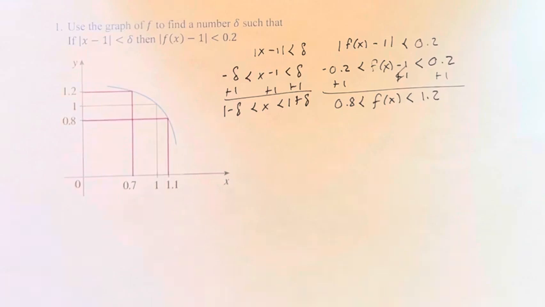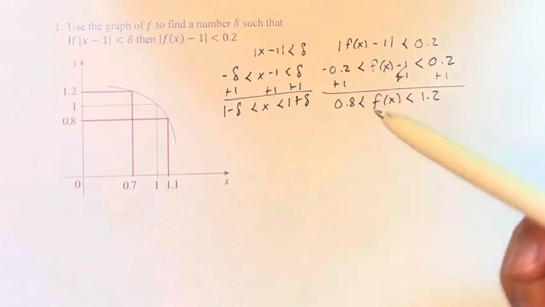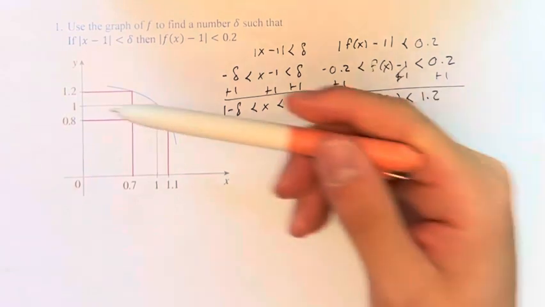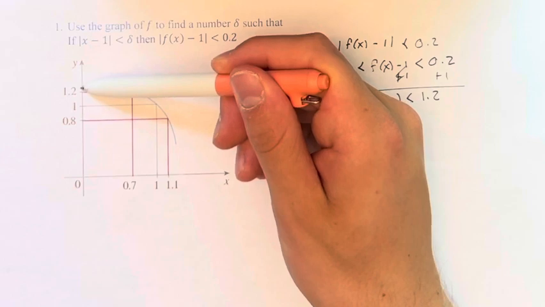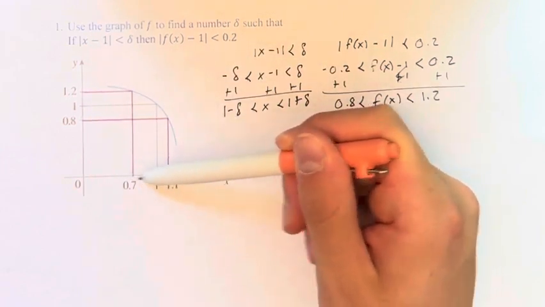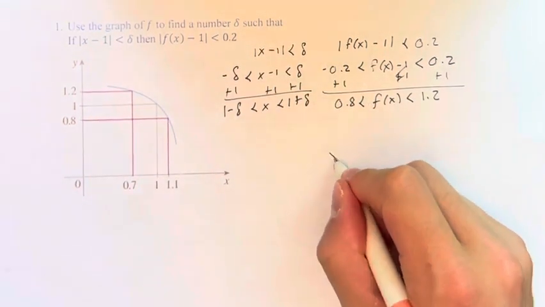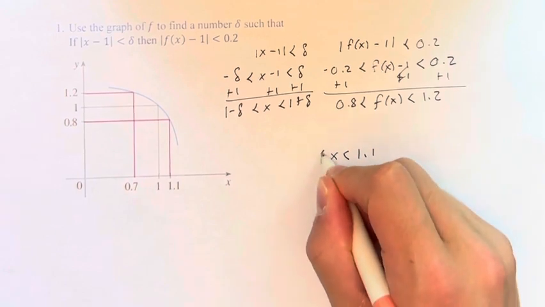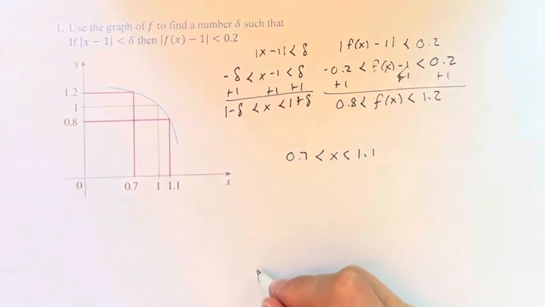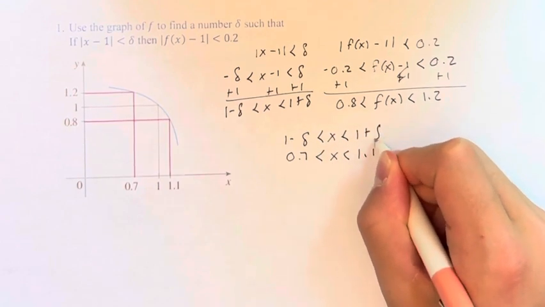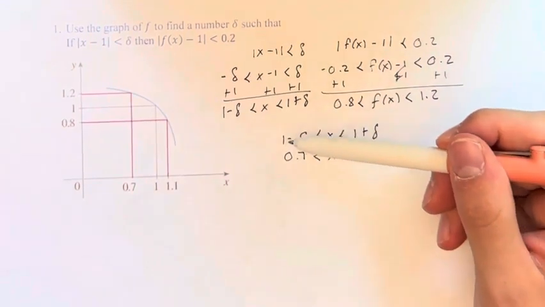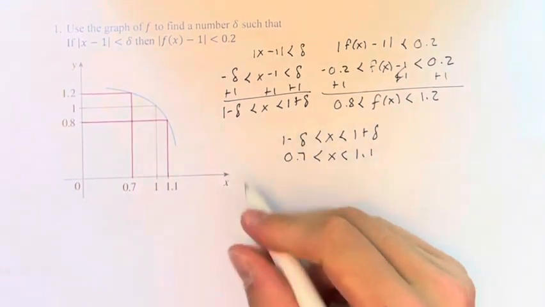So let's see what that actually means if we're looking at this graph. For values of f between 0.8 and 1.2, we can say that these y values correspond with these x values. So x has to be less than 1.1 and greater than 0.7. We can see this corresponds with 1 minus delta and 1 plus delta.